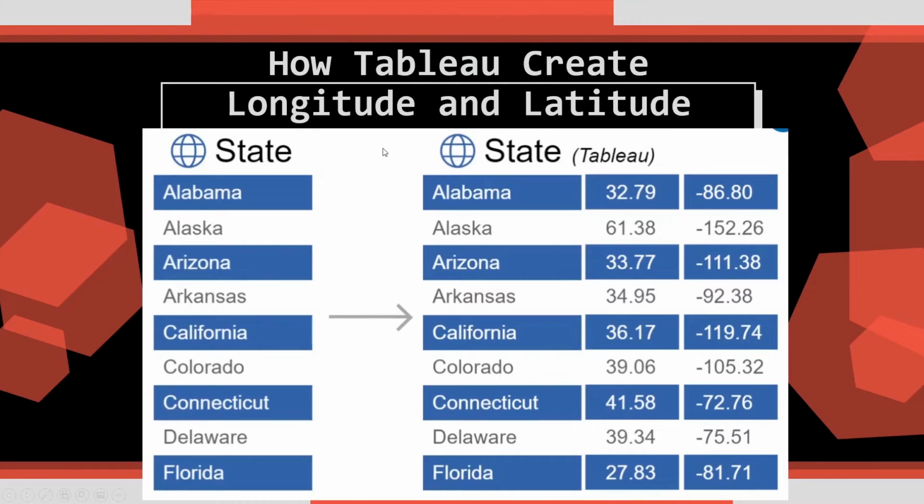Tableau takes the location data in your data set and matches it with Tableau's internal location data, and it takes the internal location data, matches it with the corresponding longitude and latitude, and this is what Tableau plots as the x and y in the rows and columns to create a map.